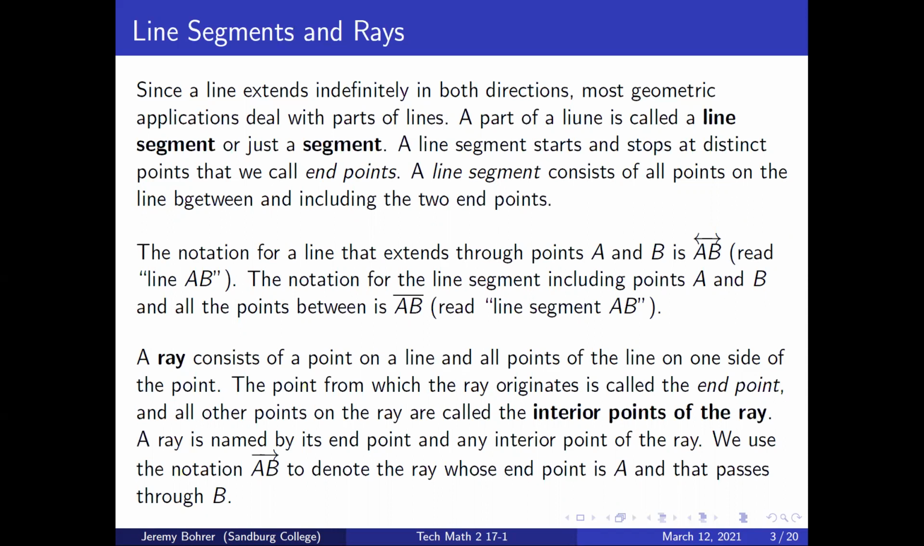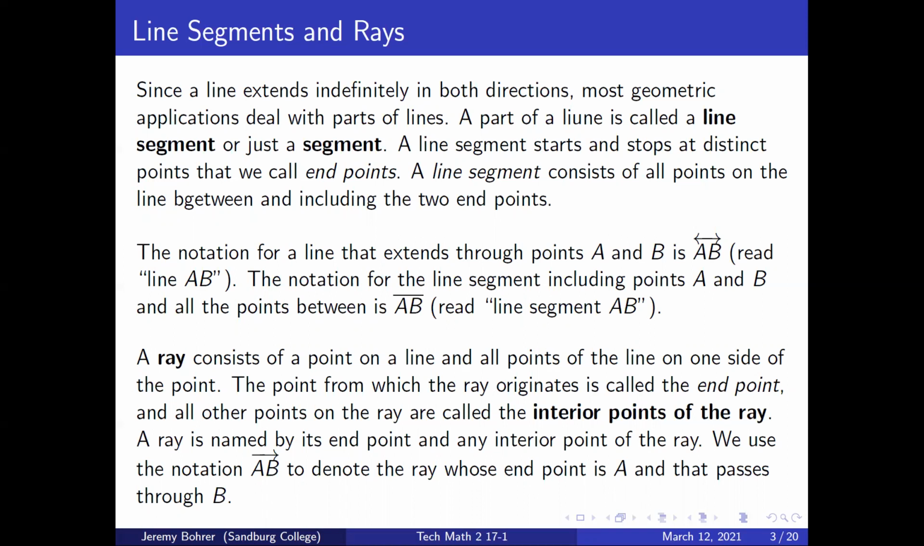The notation for a line that extends through points A and B is a double-headed arrow over AB, red line AB. The notation for the line segment, including the points A and B and all the points between A and B, is a straight line over AB, red line segment AB.